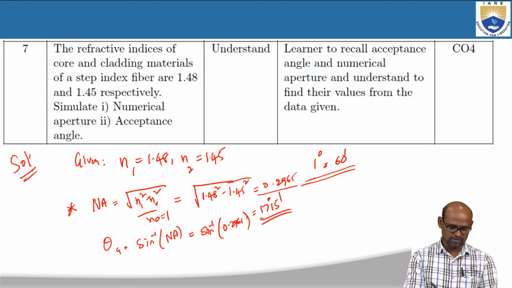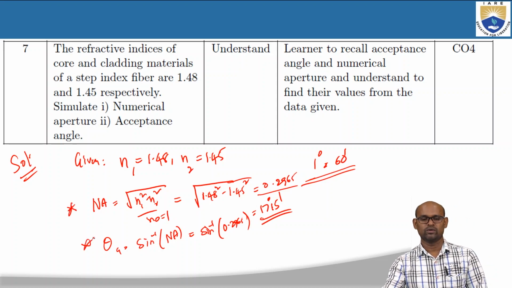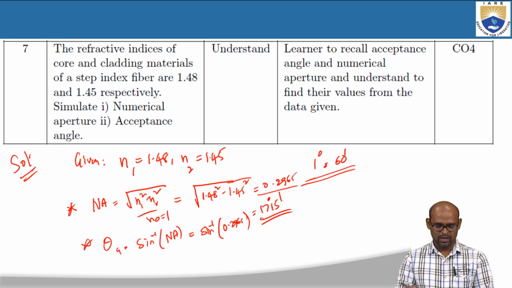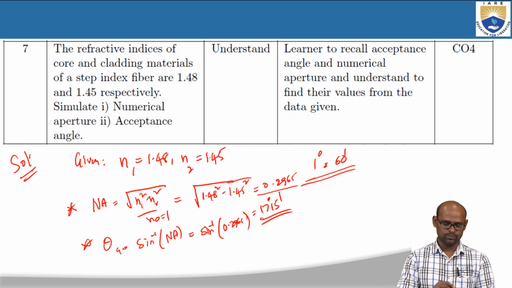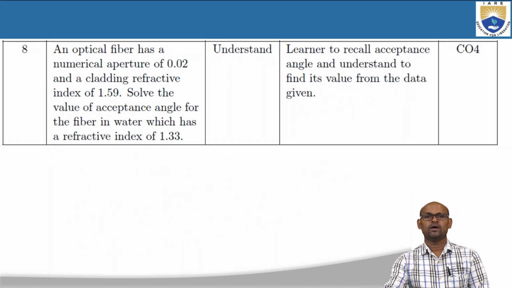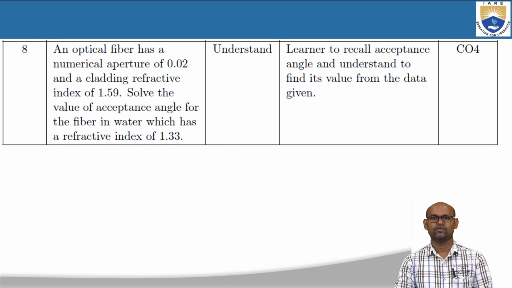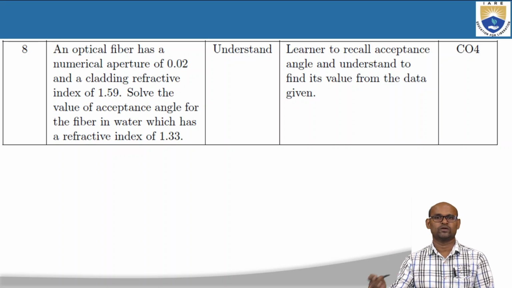So these are the two formulas. Numerical aperture is square root of n1 square minus n2 square by n0, but n0 is 1, and the acceptance angle theta is sine inverse of numerical aperture. Let us go to the next problem. An optical fiber has a numerical aperture of 0.02 and a cladding refractive index of 1.59. Solve the value of acceptance angle for the fiber in water, which has a refractive index of 1.3.